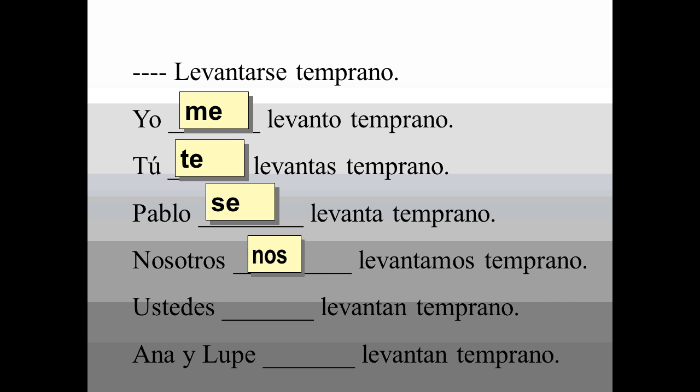How about the next one? What do you think the next one is? Me, te, se, nos, os, se. So that would be se, correct. And then we're looking at Ana y Pepe. So is that me, te, se, nos, os, se? That is se again. So you have to have those pronouns in front.